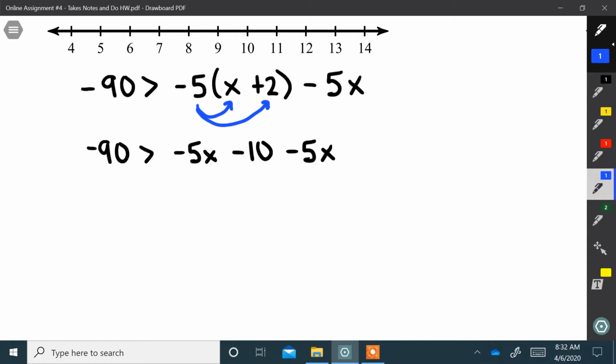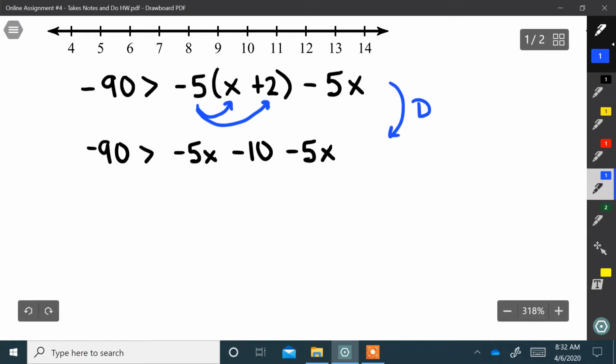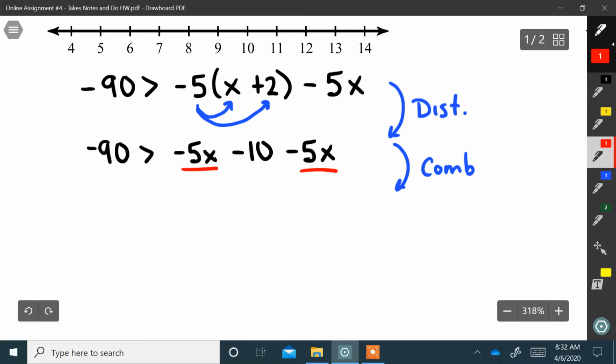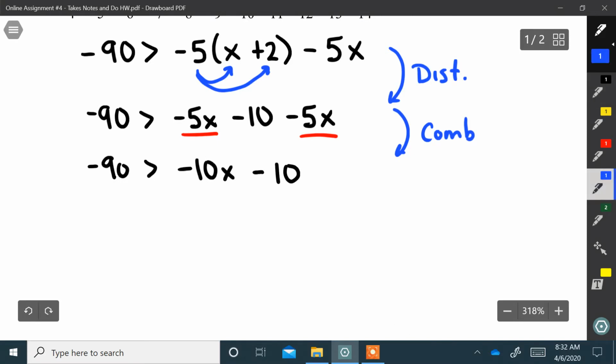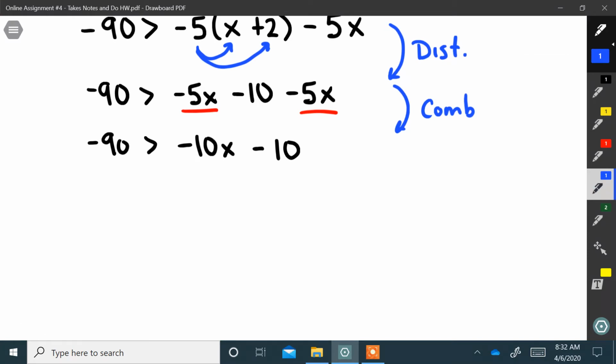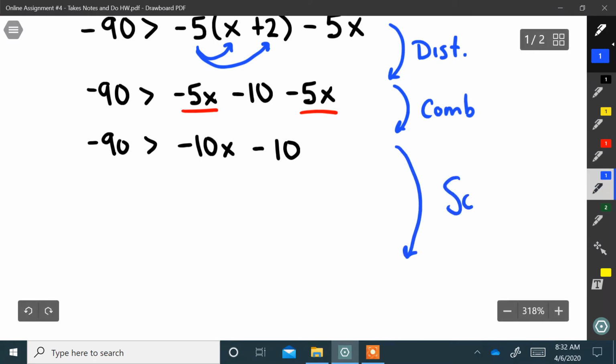Now the next step, okay, so my first step was to distribute. My second step will be to combine. Combine terms that are alike. For example, you have this -5x with this -5x. We're able to combine those two. So we're going to go ahead and combine those two together. -5x plus -5x is going to be -10x minus 10. All right, the next step should be pretty simple for you now. We're going to go ahead and solve on the next steps.